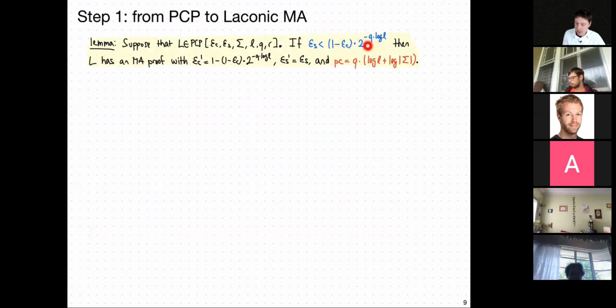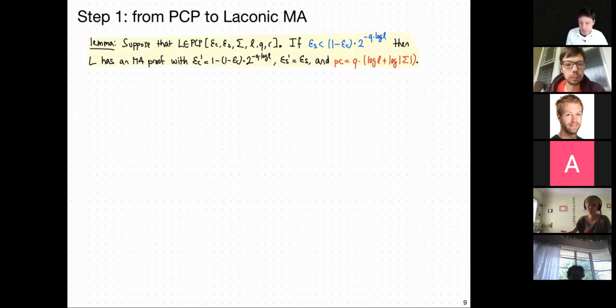All right, so now we're going to prove that under this hypothesis that the soundness error is too good, and this is the same expression from a previous slide, we can construct an MA proof with the same soundness error as the PCP. The completeness took an enormous hit. It went from epsilon c to basically 1 minus epsilon c multiplied by something very small. So it's basically very close to 1. And the prover communication is q log L log sigma.